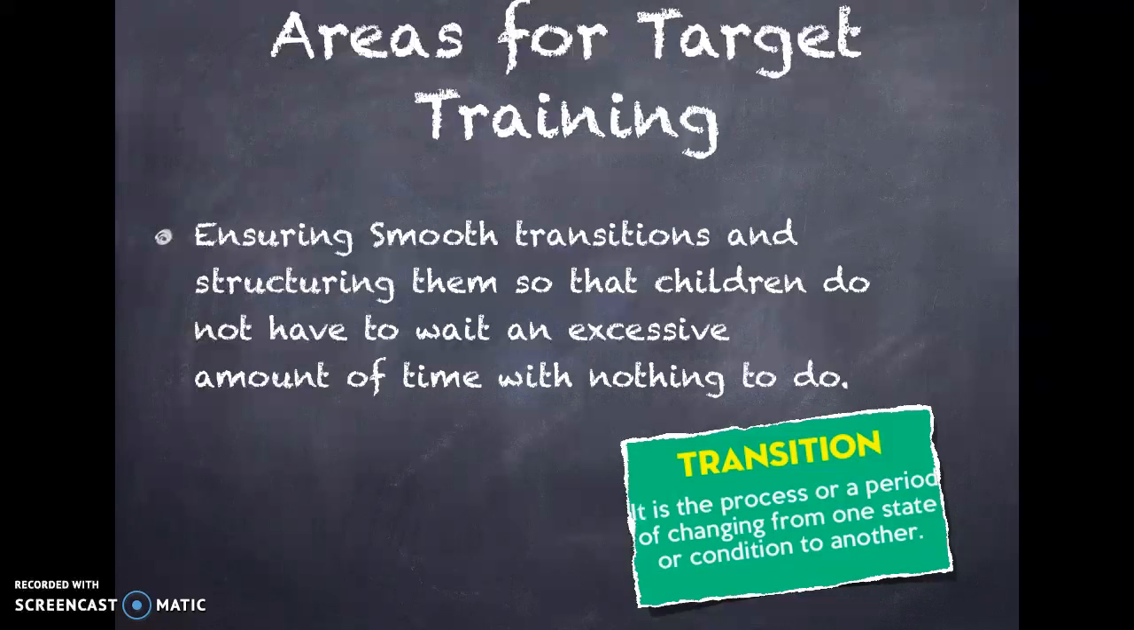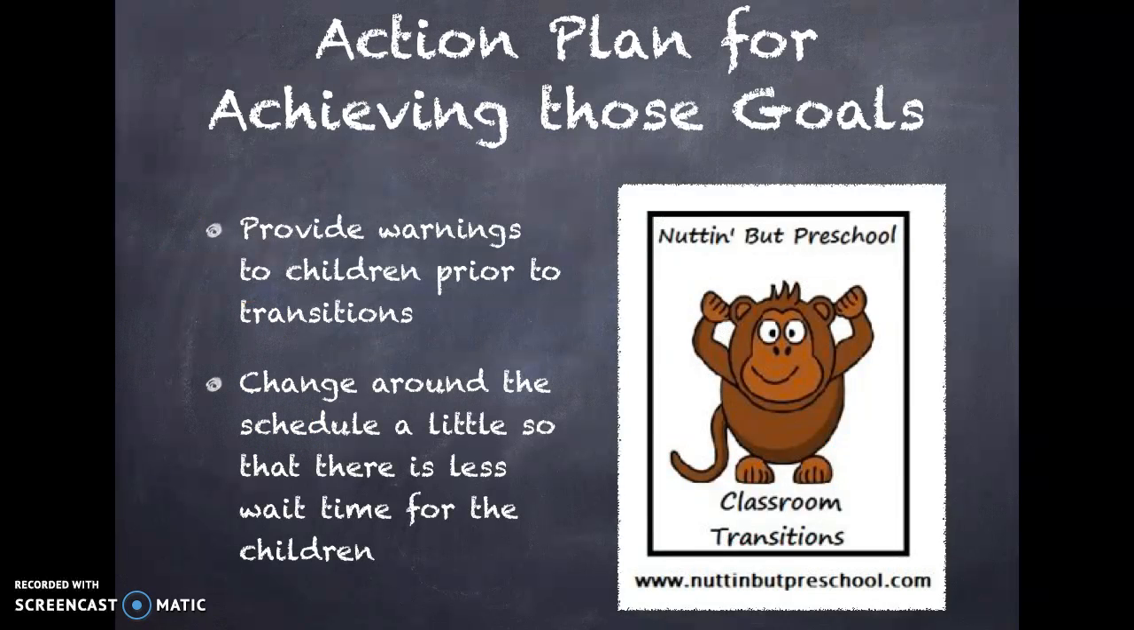One of the areas for target training, I feel, is ensuring smooth transitions so that children don't have to wait a long time without anything to do. We have this problem between snack time and going outside in the afternoon, because sometimes there's some cleaning that has to be done during that time. But I have an action plan for achieving this goal. One, provide warnings to the children prior to going outside. So, hey, we're going outside now, sit on the carpet or grab a star by the door, wait for your coat because it's still cold. Sometimes we just had snow a couple days ago.